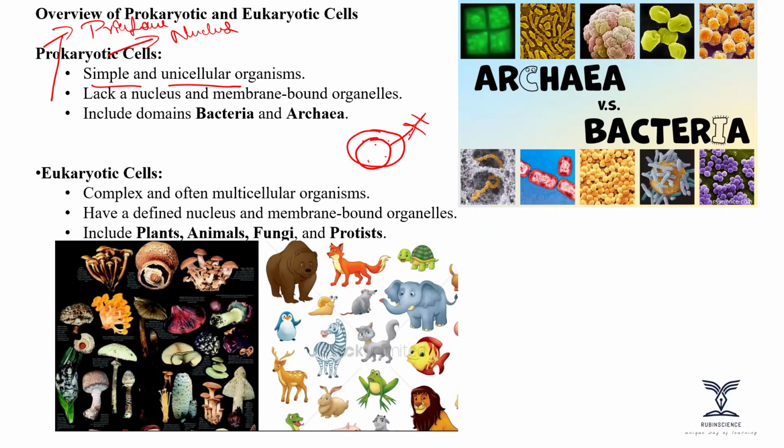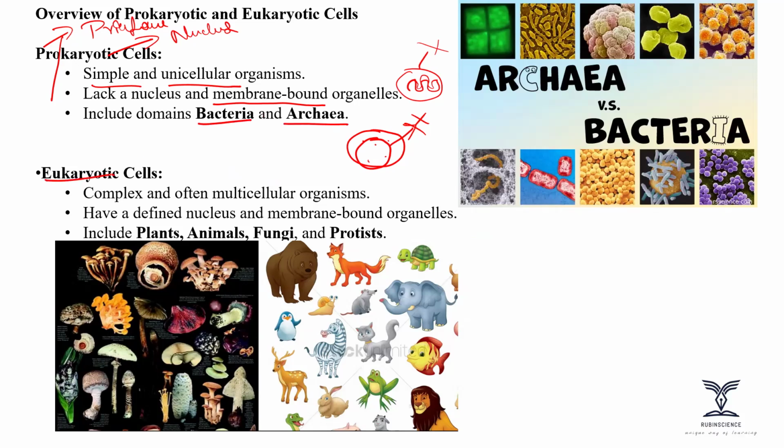If the nucleus is not there, then how do they transfer the genetic material? We will be studying that in further slides. And the membrane-bound organelles are also absent, for example the mitochondria. These are all absent in them. It is not present. The examples are bacteria and archaea.